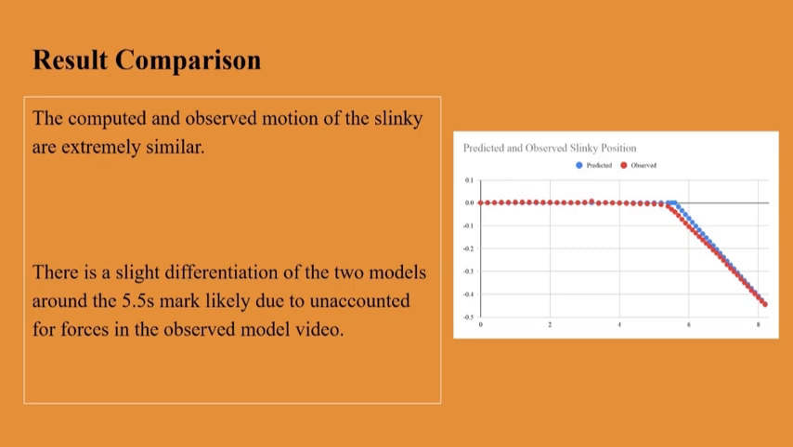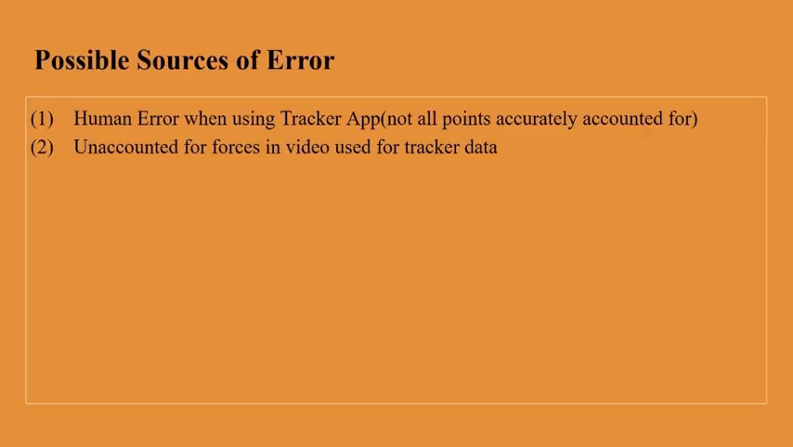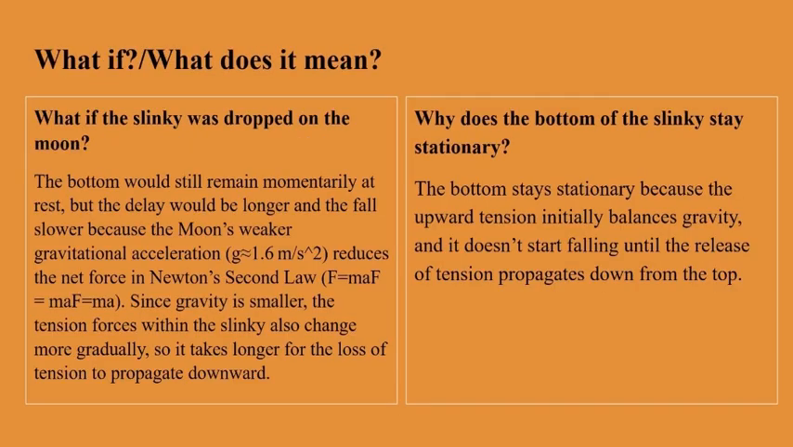So the results of the observed and computed motion of the slinky turned out to be extremely similar. There's a slight differentiation of the two models around the 5.5 mark, but this is likely due to unaccounted for forces in the observed model video. So for possible sources of error, we have human error when using the Tracker app, meaning not all points could have been accurately accounted for, and then also, like I said before, unaccounted for forces in the video used for the Tracker data. Okay, and now we have our what if and what does it mean question.